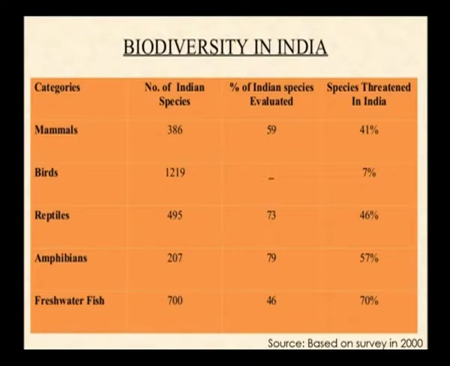So, you can see what a large percentage is threatened in the context of just one country, that is India. If every country did a survey like this, you would realize that at the same speed we are discovering species, we are even losing certain species and subspecies.